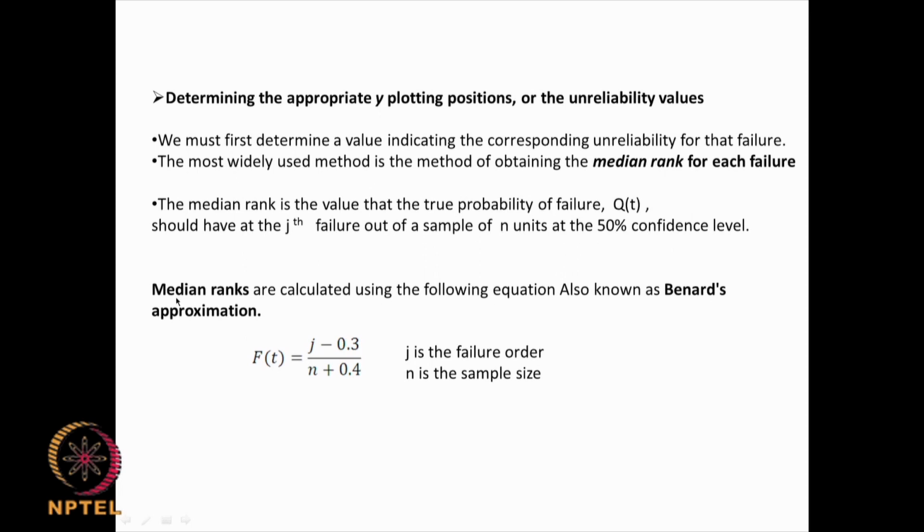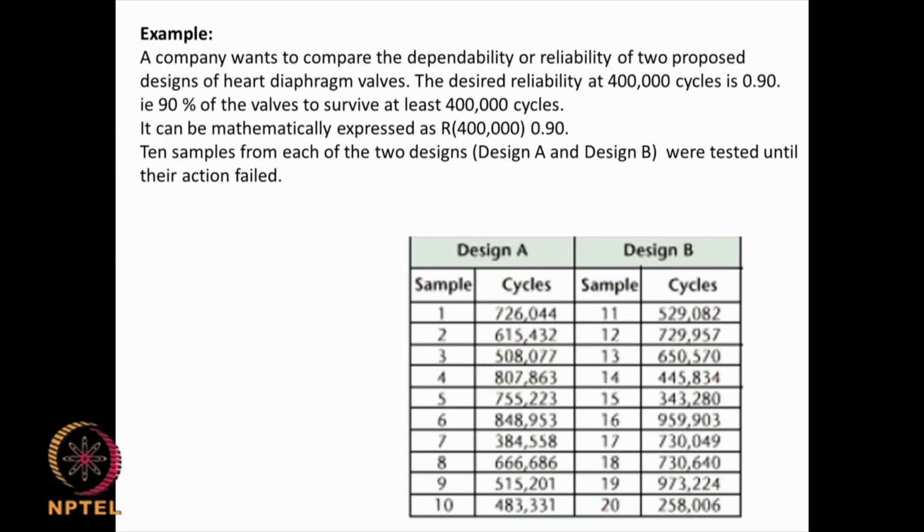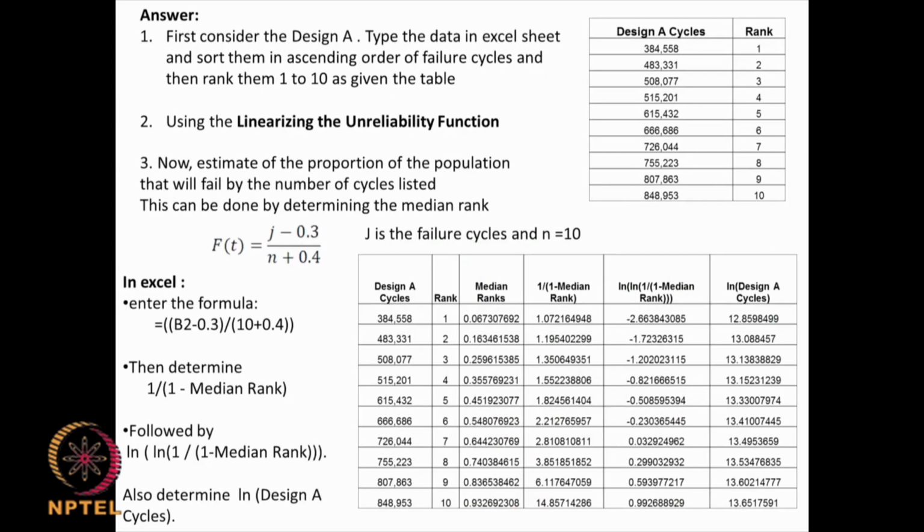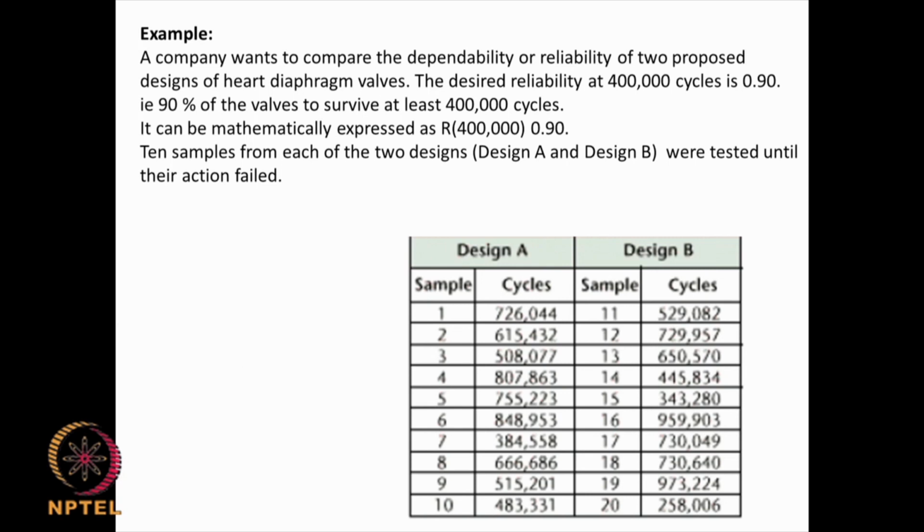So, how do you calculate median ranks? It is given by this particular relationship called Bernard's approximation. This is equal to (j minus 0.3) divided by (n plus 0.4), where j is the failure order and n is the sample size. So, if I have 20 samples and a particular sample's failure order is, say, 4, then j will be 4 and n will be 20. That will give me my Qt. It is not so simple, as we will see later.